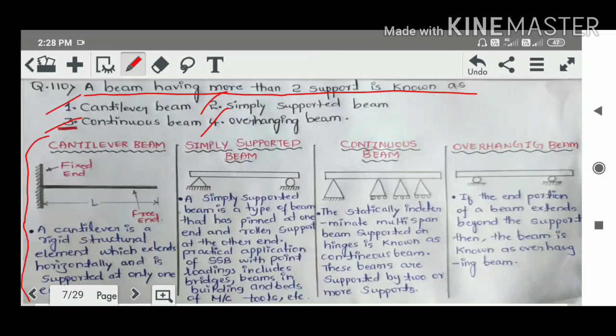First we will see the cantilever beam. As you can see here, this is the simple diagram of a cantilever beam. This is the fixed end, this is the free end, this is the length of the beam.